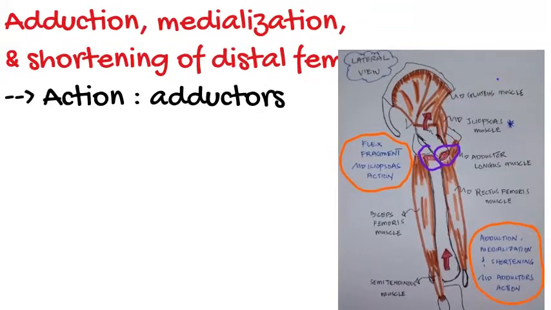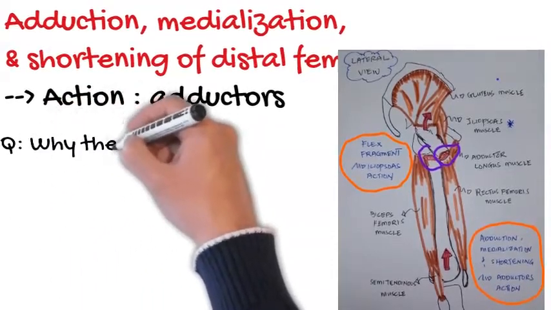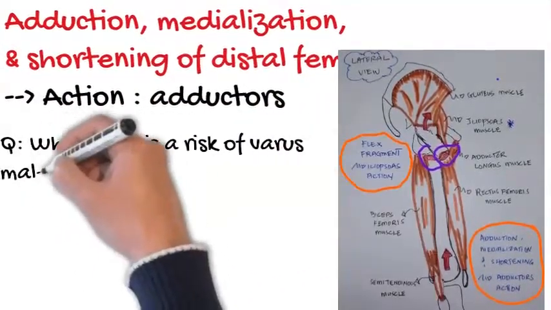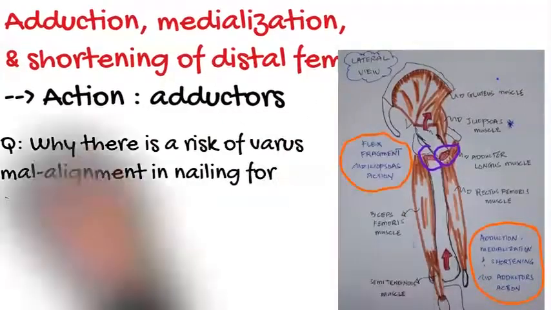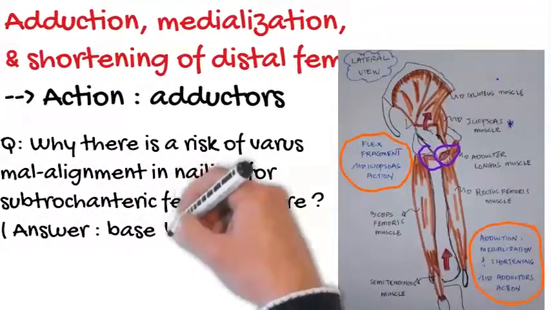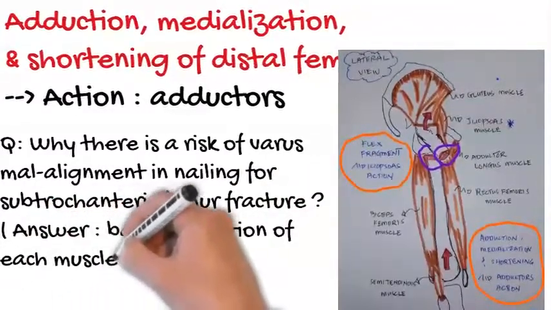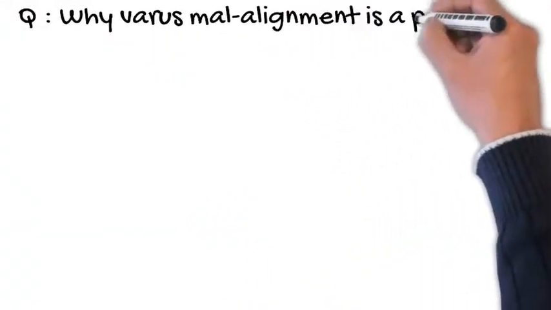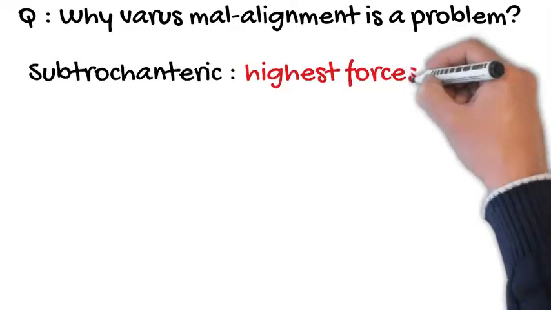It is due to the action of the adductor muscle. So, if there is a question about why there is a risk of malalignment in nailing for subtrochanteric femur fracture, you can answer that one reason is the action of each muscle attached at the greater trochanter and lesser trochanter. Question: why is varus malalignment a problem?